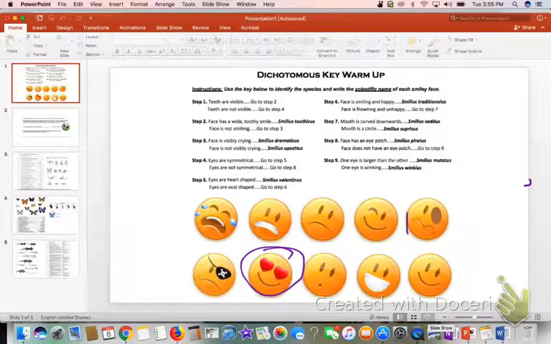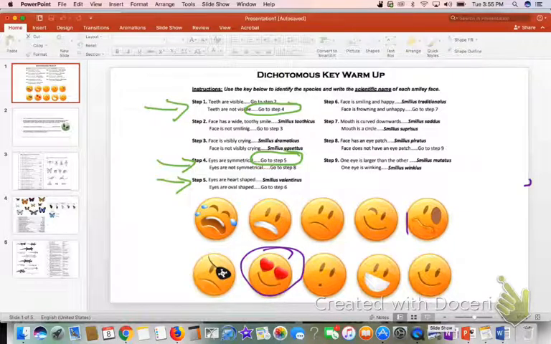So we are going to take this one here. We're going to start at the top. Teeth are visible. Teeth are not visible, so they're not visible. We go to 4. Eyes are symmetrical. That means they're the same. Yes, they are. We go to step 5.